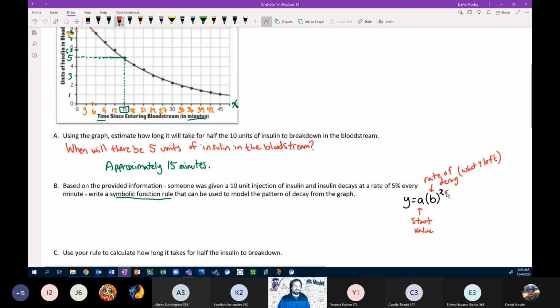And in this case, x represents the number of minutes. And then we just need to fill this in. Replace A and B with their proper values. Y and X remain as variables. Y equals something to the power of X. So we've already identified our start value using the graph, and it was provided again here as 10.